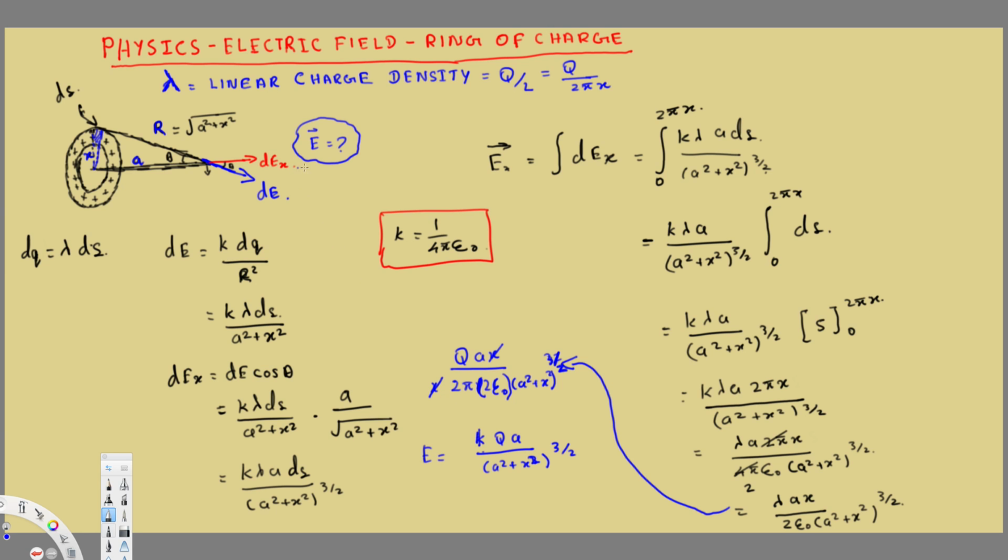So the electric field in this location is going to be equal to k q a over (a square plus x square) to the power 3 by 2, and that is our final answer. So let's write this in a red box, and this is our final answer.